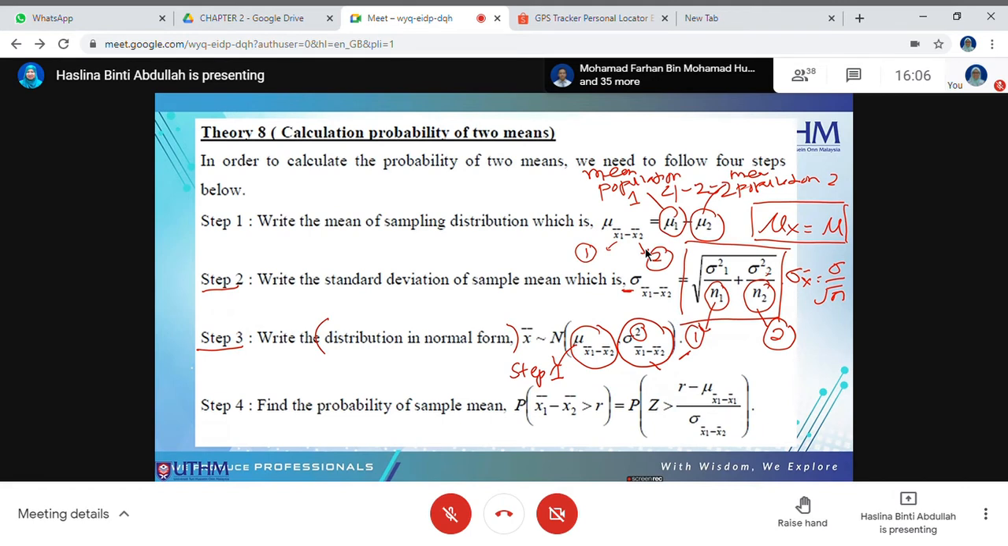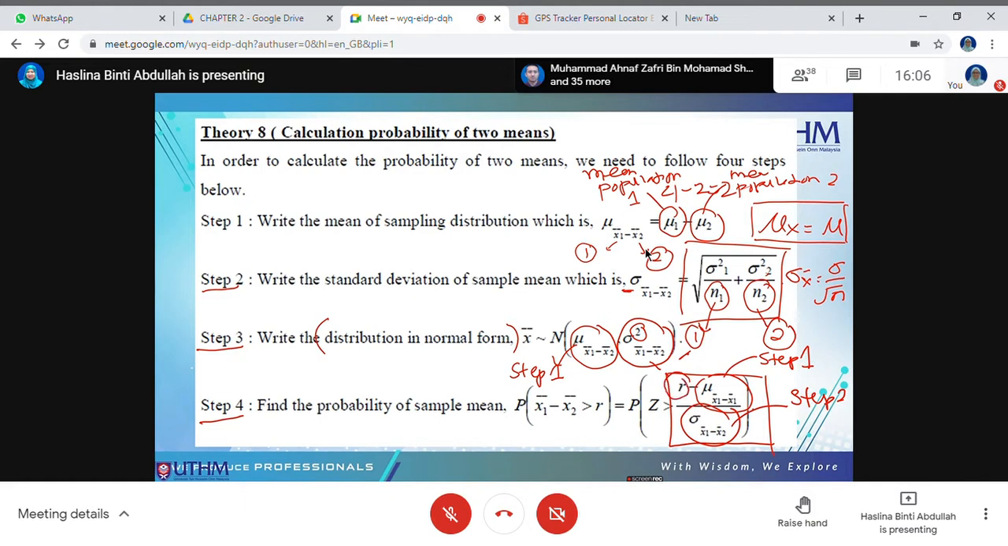Okay, clear. For the last step, to find the probability of the sample mean between two means, the difference between two means, we have to use this formula. R minus mu. This value you get from step 1. And this value, once you get it from step 2, you just substitute into this formula.